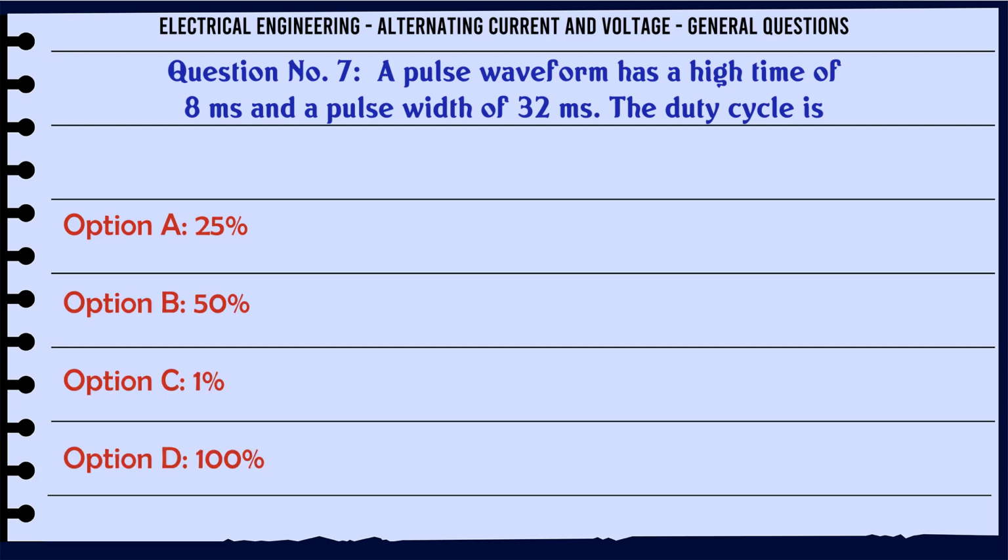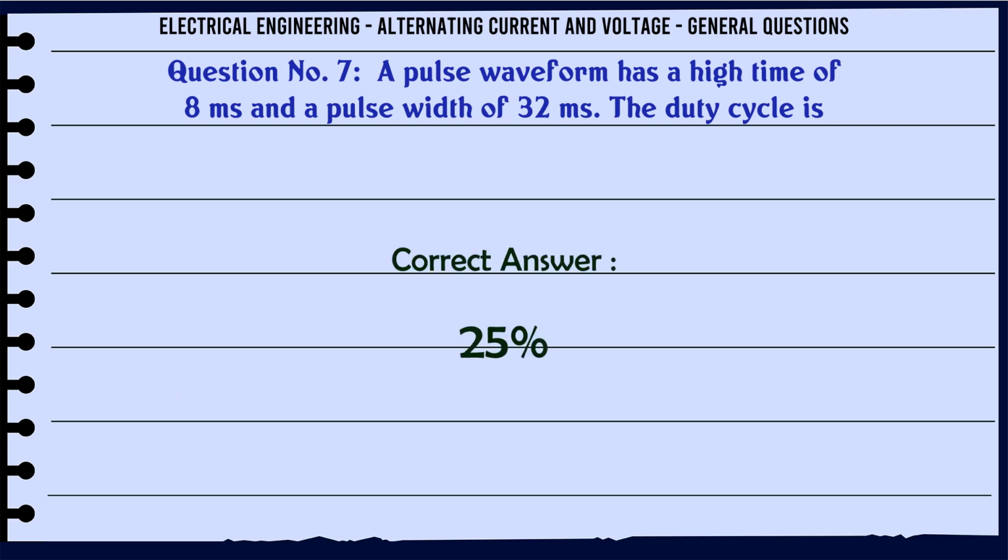A pulse waveform has a high time of 8 ms and a pulse width of 32 ms. The duty cycle is A, 25, B, 50, C, 1, D, 100. The correct answer is 25.